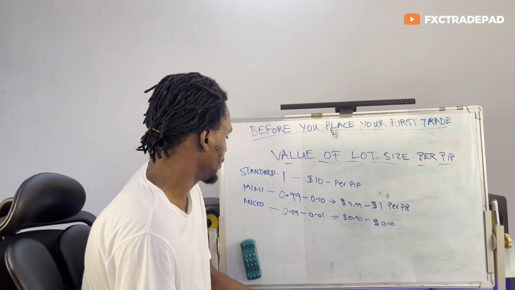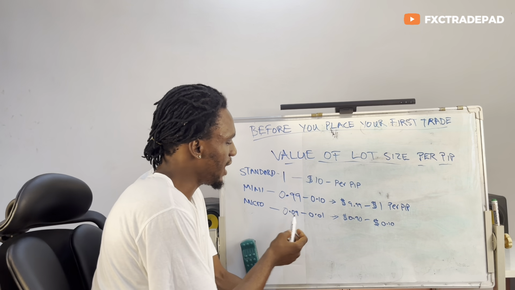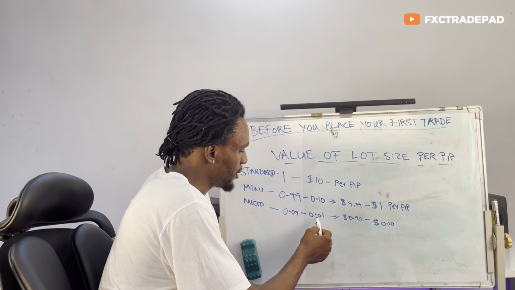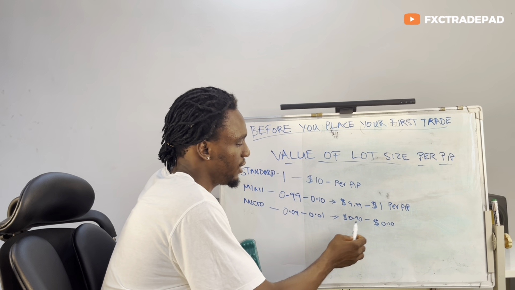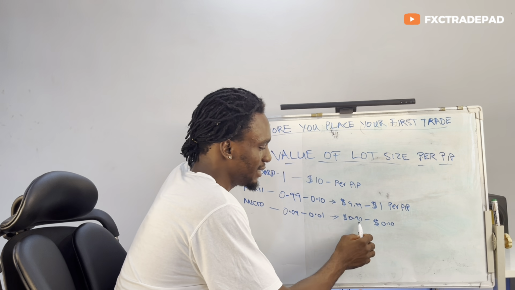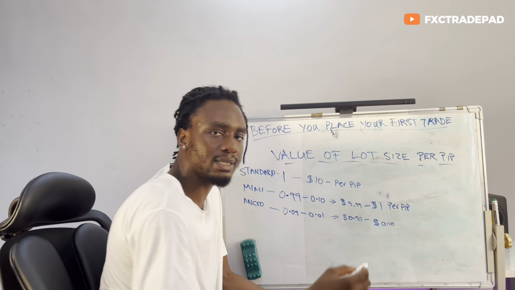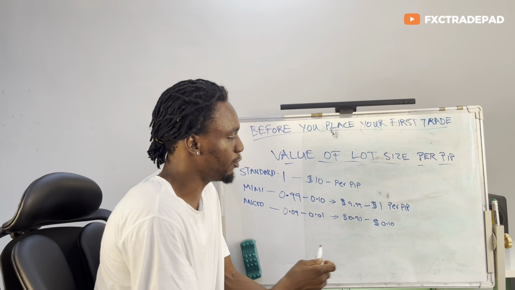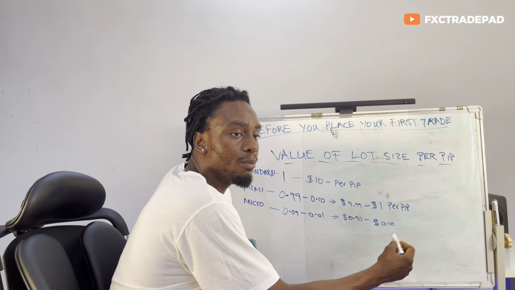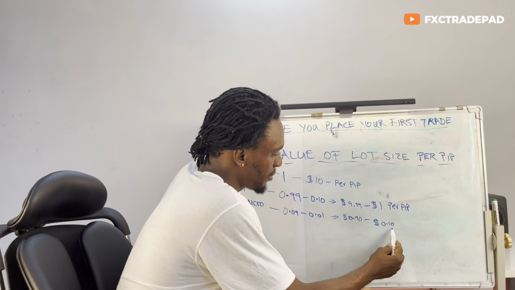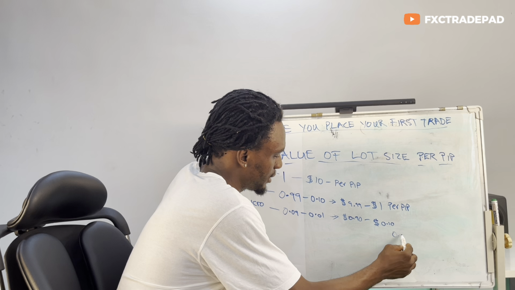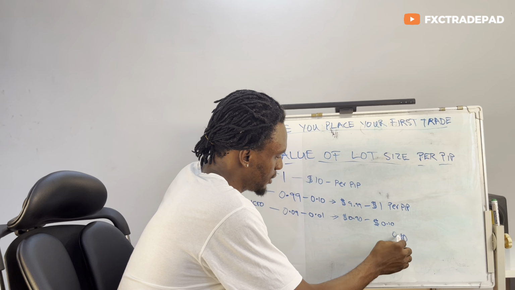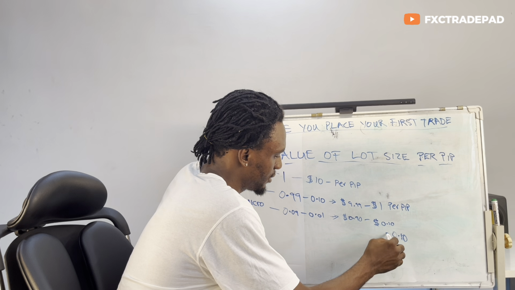For micro lots, we have 0.09 lots down to 0.01 lots, equivalent to 90 cents down to 10 cents. So for every 0.01 lot that you open, the market will be charging you or making for you 10 cents per pip movement.